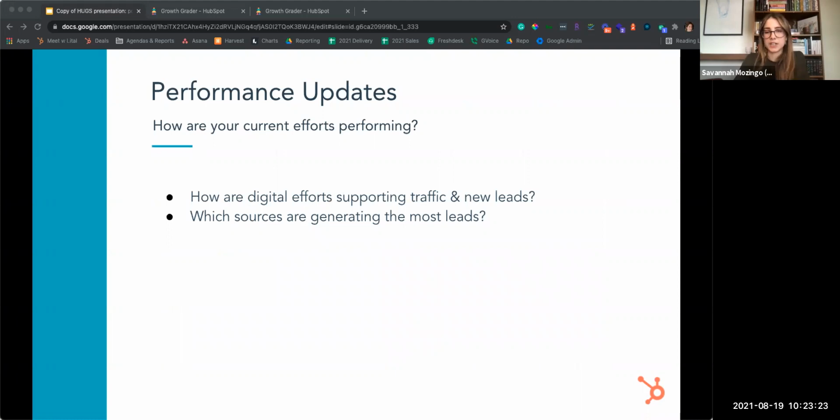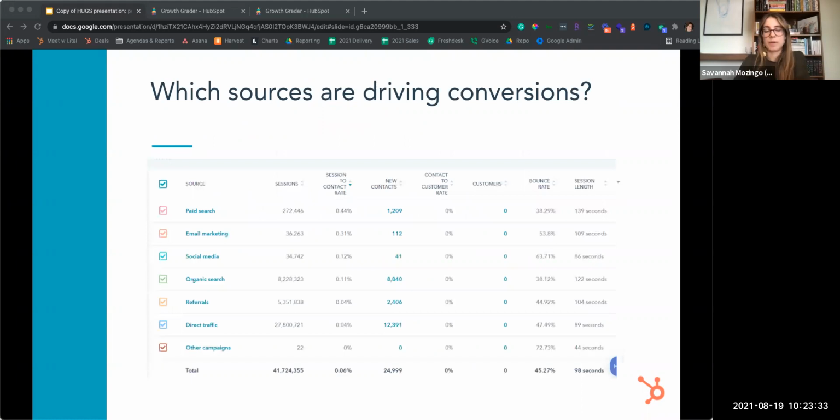So beyond just the sessions that we're driving from each source that we just saw in traffic analytics, we want to look at the conversion rate of each source as well. So if we have a low number of sessions, but a high conversion rate, we're looking at a prime area for improvement. If we have a high number of sessions with a low conversion rate, that's also going to be another area that's ripe for your content audit later on.